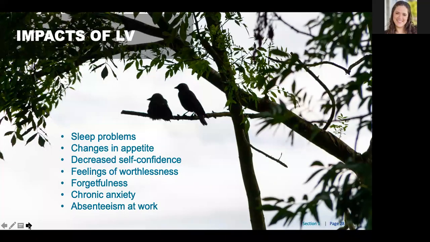So individuals can be impacted, again, by experiencing lateral violence in the workplace or in the community. And we have sleep problems, changes in our appetite, decreased self-confidence, obviously, feelings of worthlessness, forgetfulness, chronic anxiety, and absenteeism from work as we don't feel appreciated or cared about in the workplace. Next slide.